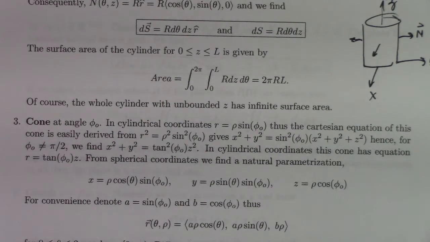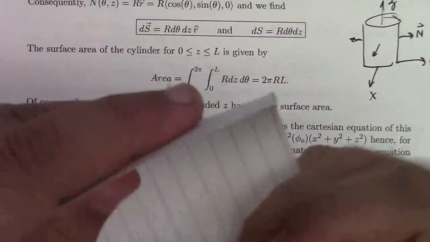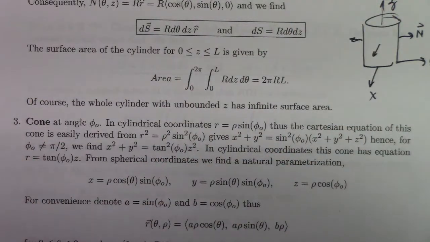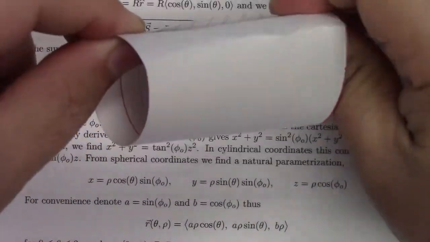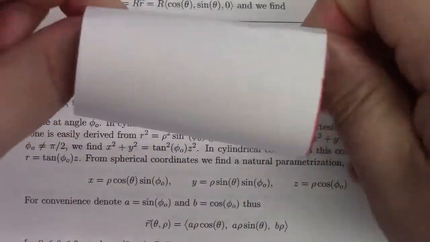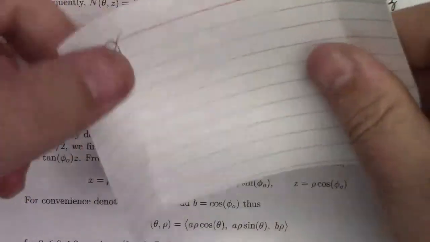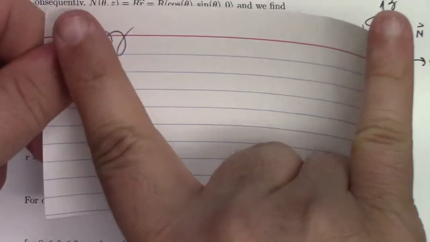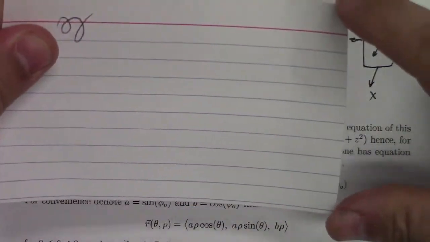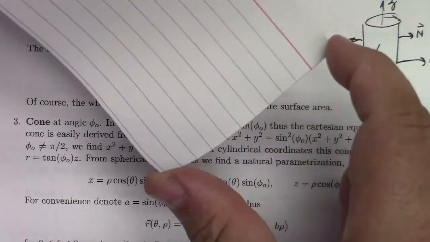Sorry, I should have looked at my little viewing screen here. I was probably out of frame. Oh, here. So surface area is the same as if we just roll it out flat, right? This would be 2πr, and this would be the L.